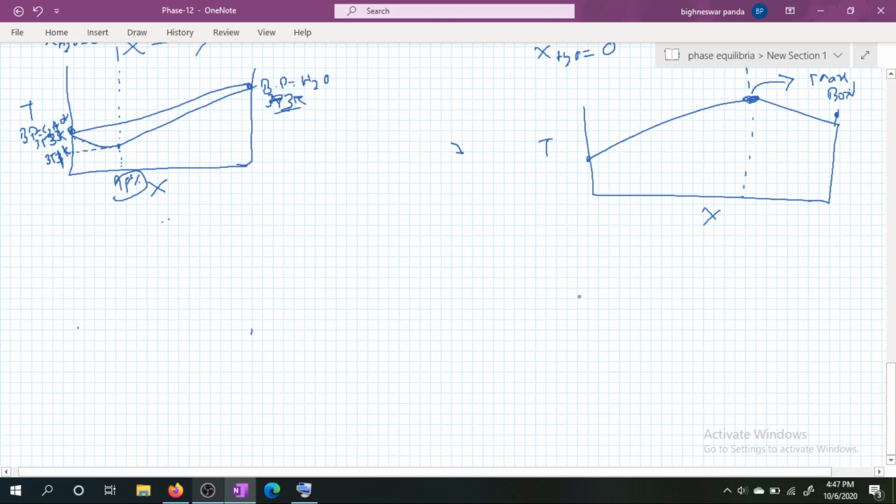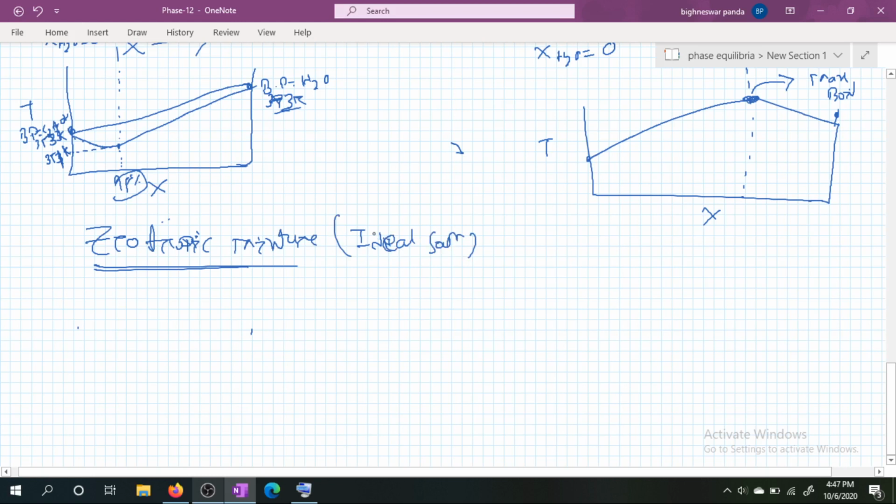So now we are going to discuss zeotropic mixture. Zeotropic mixture is also called fractional distillation of binary ideal solution. So let us consider a binary solution.